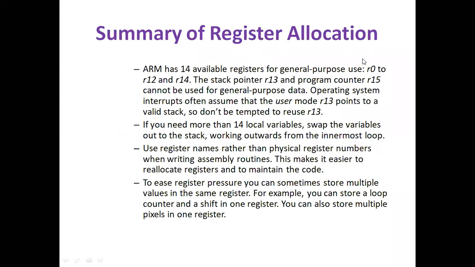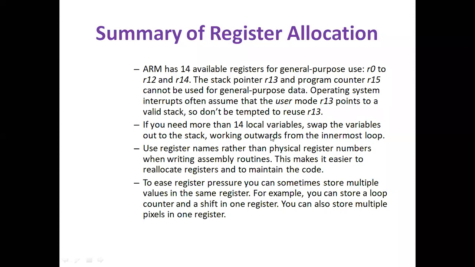So what is the summary of the memory allocation? ARM has 14 available registers for general purpose usage, that is R0 to R12 and R14, right? The stack pointer R13 and the program counter R15 cannot be used for general purpose data. Operating system interrupts often assume that the user mode R13 points to a valid stack, so don't be tempted to reuse R13. R13 is meant for the stack pointer, and R15 is used as the program counter register. And if you need more than 14 local variables, swap the variables out to the stack, working outwards from the innermost loop, right?